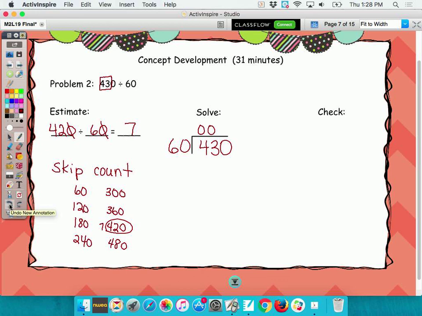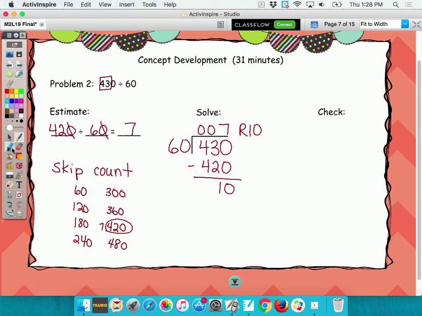Okay. So what was our starting point, boys and girls? 7. And we know 6 times 7 is 42. Add your 0. Remainder 10 again. Next one is different.